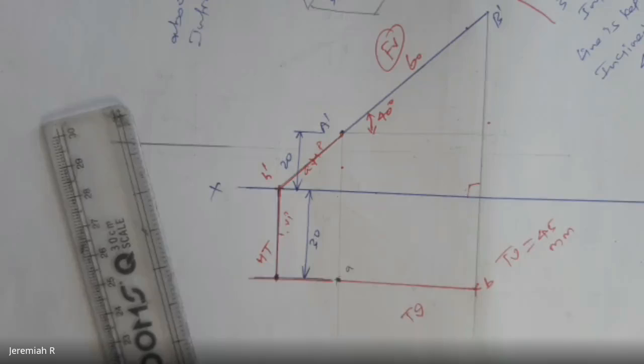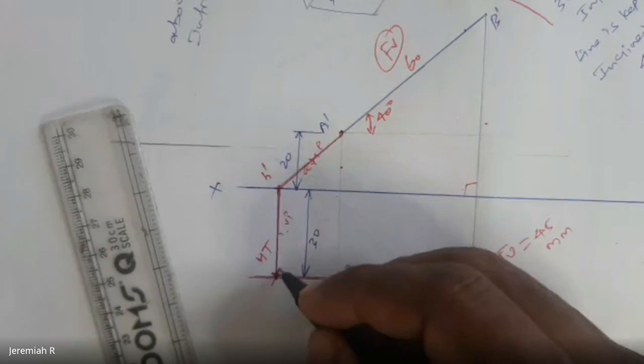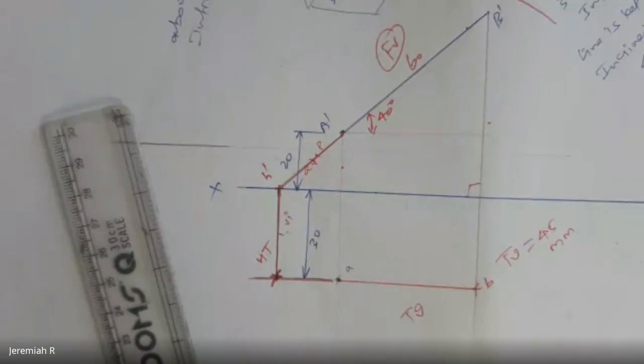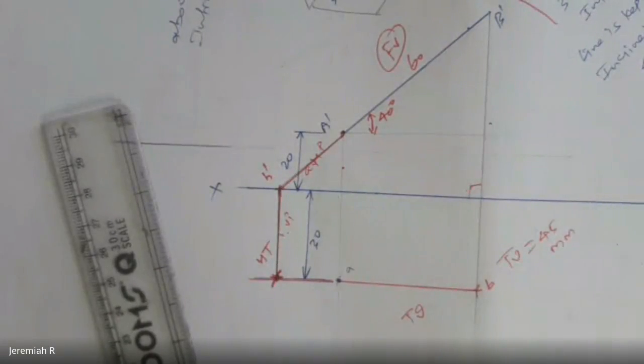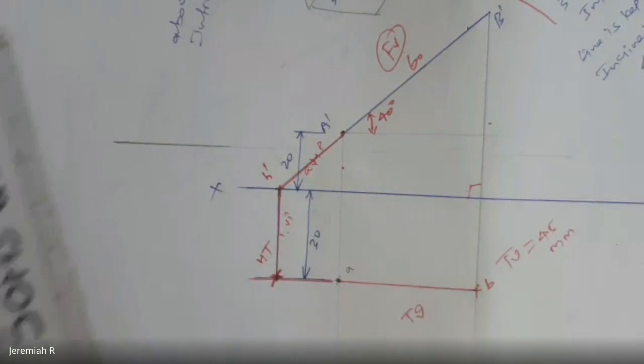That particular point is called the horizontal trace. Okay, so this is your front view, this is your top view, and this is your horizontal trace. I told you, but from the exam point of view, this is not that important.